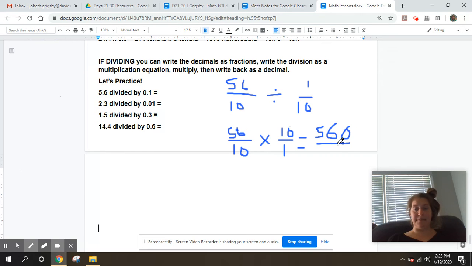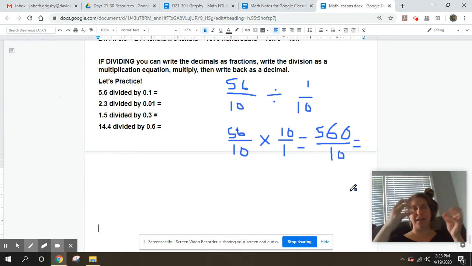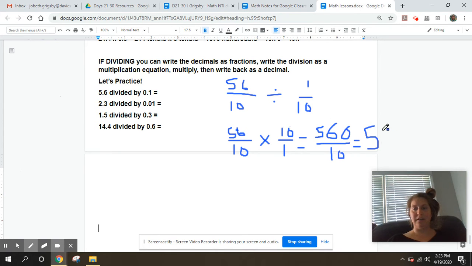And then 10 times 1 is 10. And then again, now we have 560 divided by 10. So if I have 560 and I'm dividing by a power of 10, my digits are going to shift to a less place value, 1 place. So 560 divided by a power of 10 would just be 56. So this answer is 56.